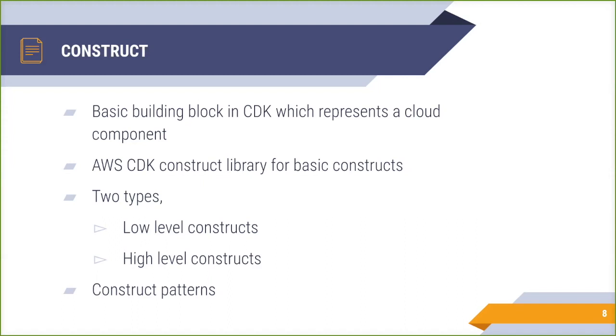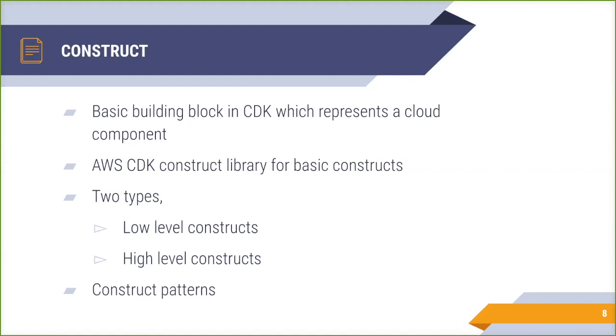High-level constructs provide the same functionality, no difference. But here, they have implemented most of the boilerplate, the glue logic required in order to use that resource. So the difference here is that we only have to mention the most important, required parameters, and AWS CDK will take care of the rest.